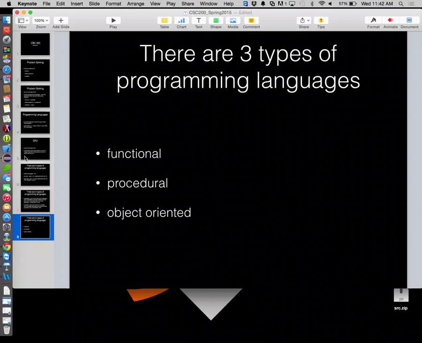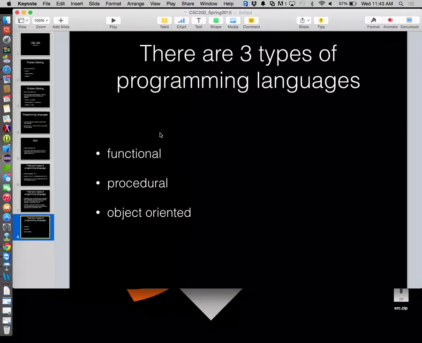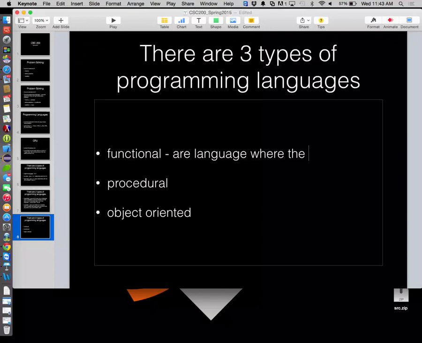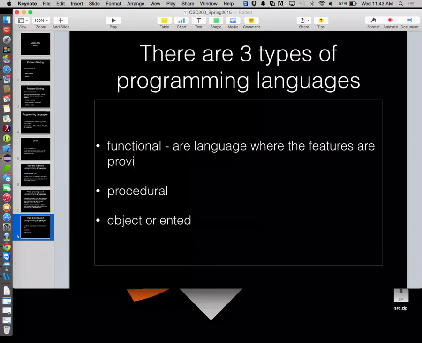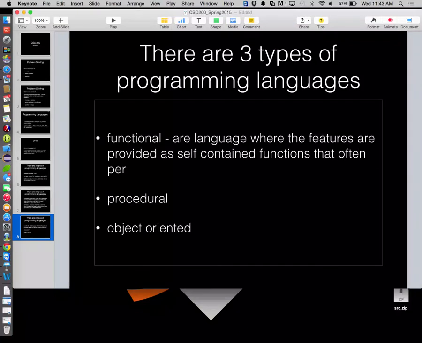Okay, so every one of these slides is kind of looking at programming languages through a different lens. So this one's 3 different types of programming languages: functional, procedural, object-oriented. Functional languages are languages where the features are provided as self-contained functions that often perform complex tasks. So all problem solving done in functional languages must be done in terms of pre-built tools. Okay, you don't get to go down to a very granular level.